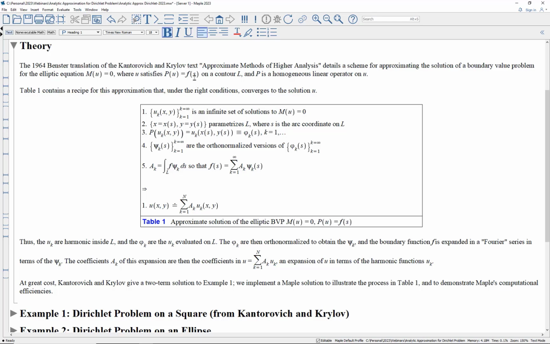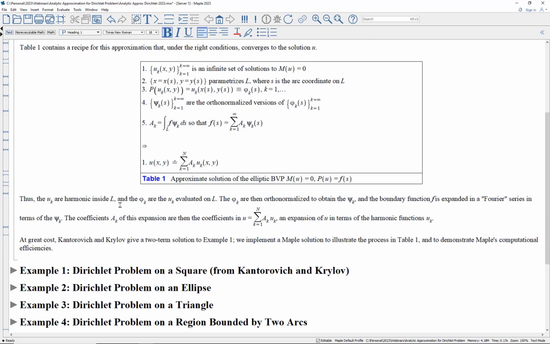Expand this boundary value function as a series in these psi k's. Call those coefficients ak. Use those coefficients ak in a linear combination of these functions uk. That sum is the approximation to the solution of the boundary value problem.